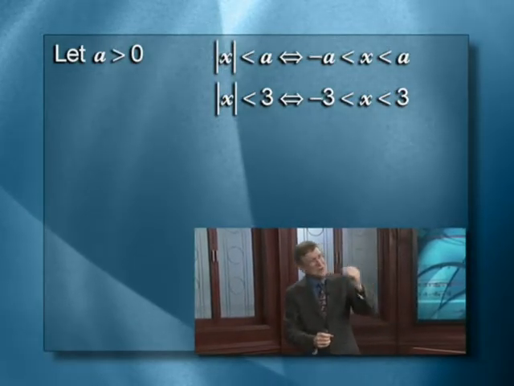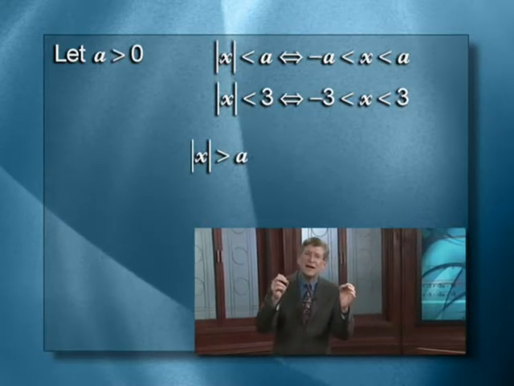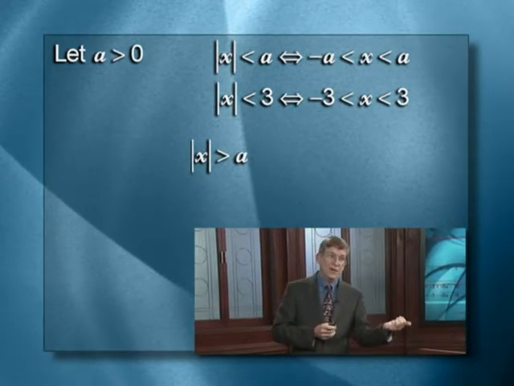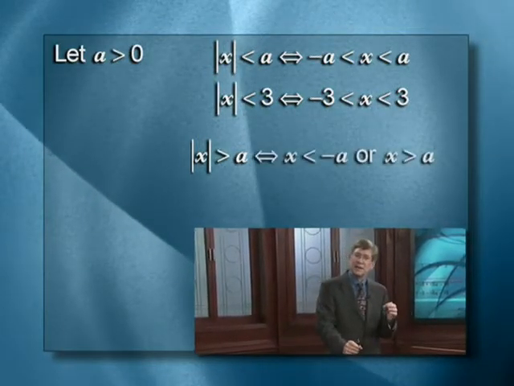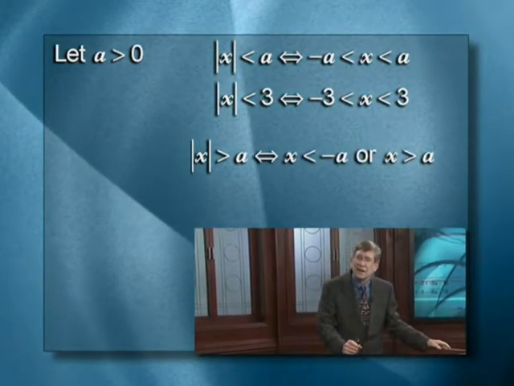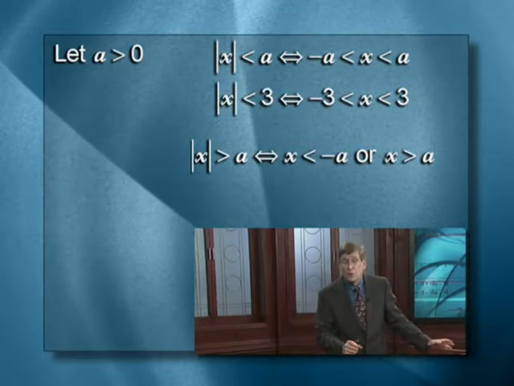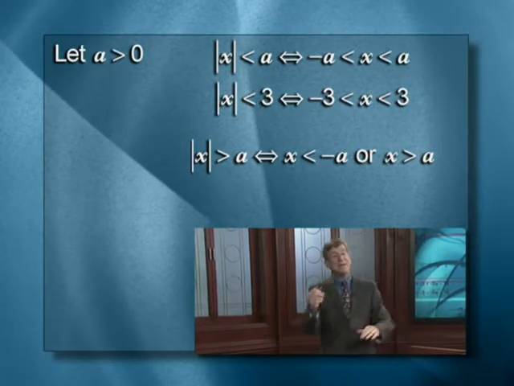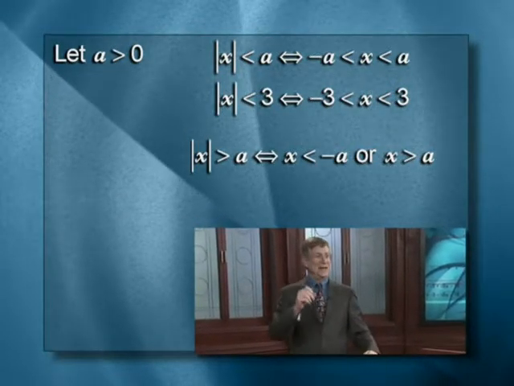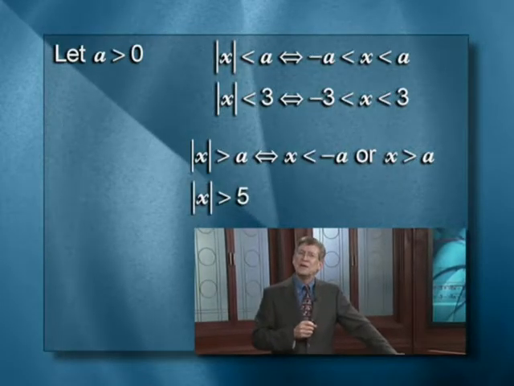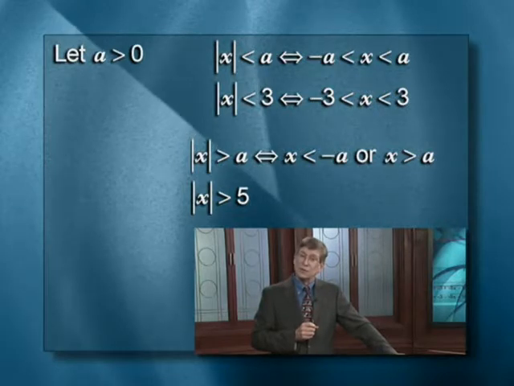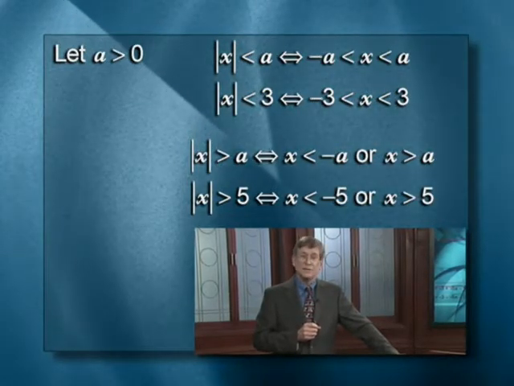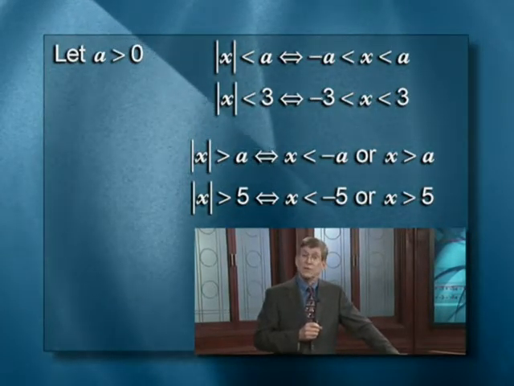Then there's a similar property where you have absolute value of x bigger than a. And this is a little more complicated. The solution to that is x less than minus a or x bigger than a. Let me show you an example of this. Absolute value of x bigger than 5. The solution to that inequality would be x less than minus 5 or x bigger than 5.